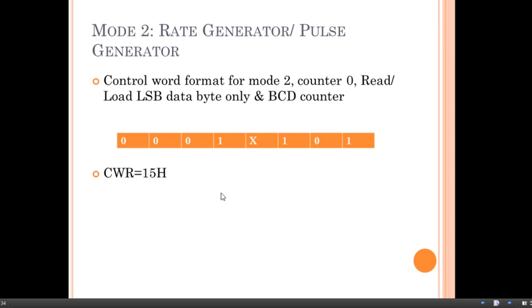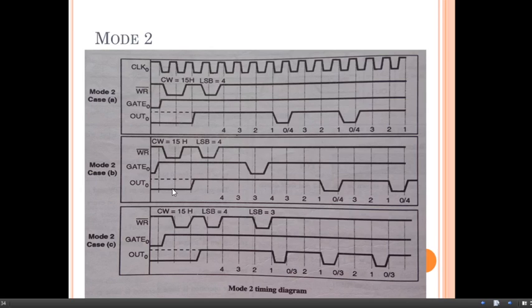Next is mode 2, that is rate generator or pulse generator. The control word register format for counter 0, read/load LSB data and BCD counter, is 15H. And these are the timing diagrams for mode 2.